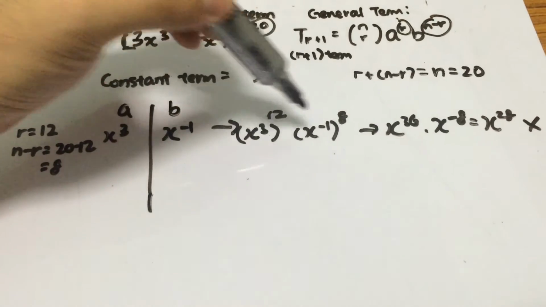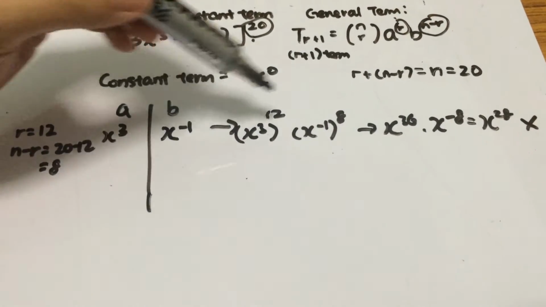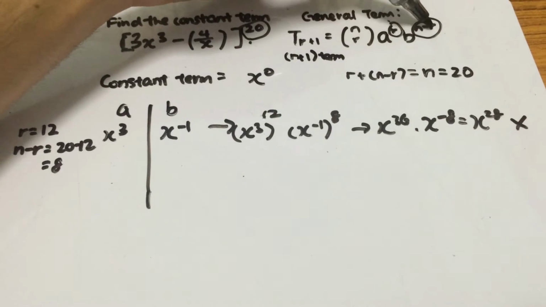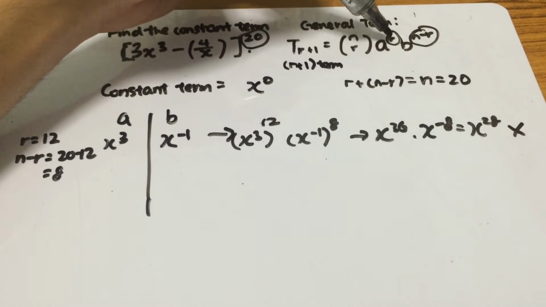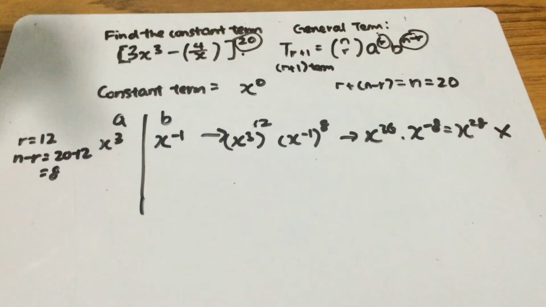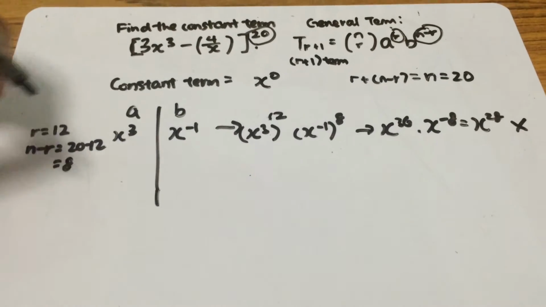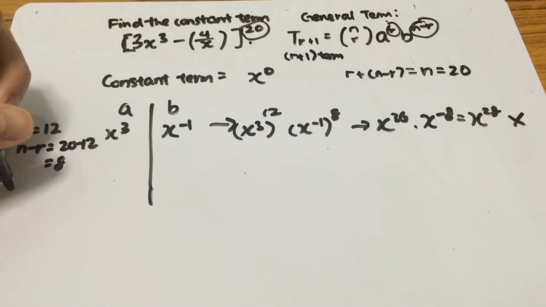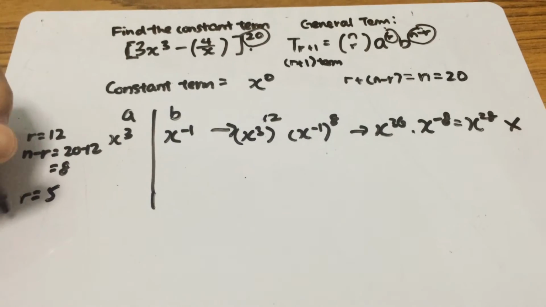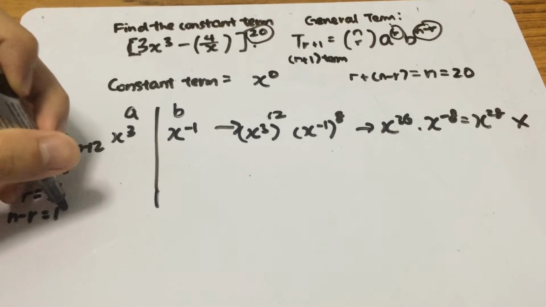We realize that we have to put in more weight down to this power. That means this power itself must be greater than this power by quite a big margin. Right, so let us try another one. Let's say, for example, R is equal to 5 and n minus R is equal to 15.